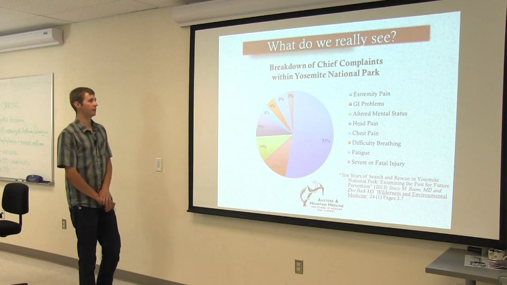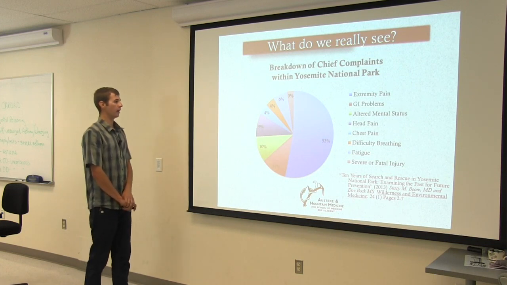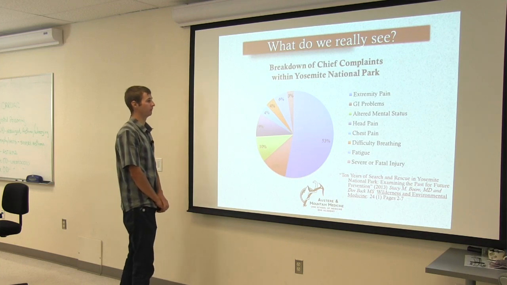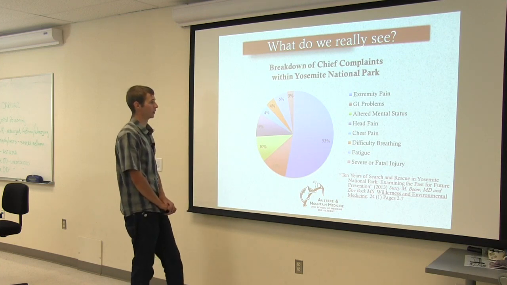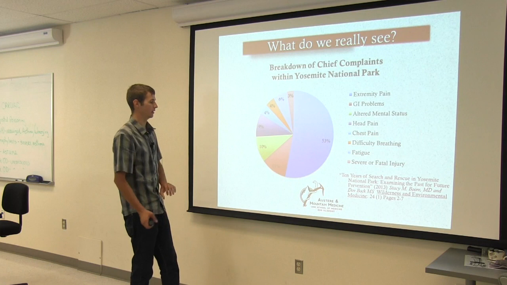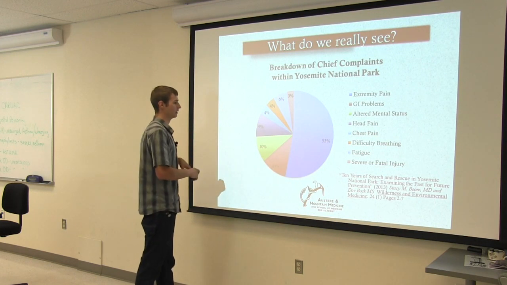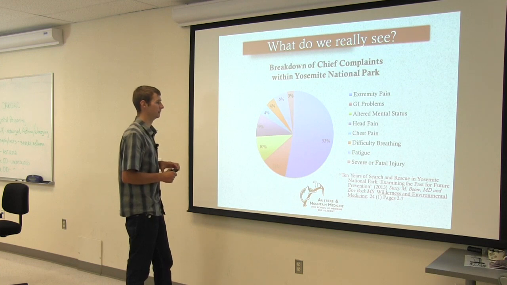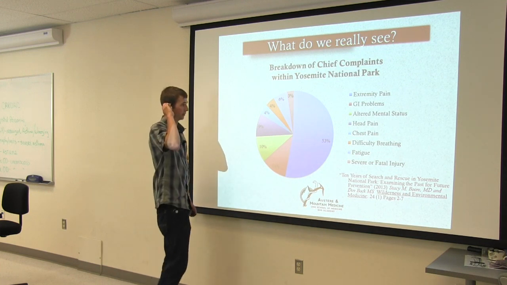So what kind of stuff do we see in the wilderness setting? So this is one study done in Yosemite National Park out in California. They basically did a retrospective analysis, so they looked back in the past 10 years of the Park Service and what kind of emergencies they've seen. And this is kind of the breakdown that they came up with.